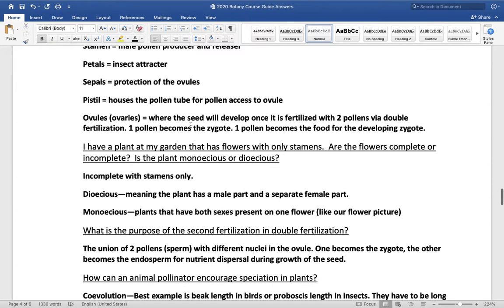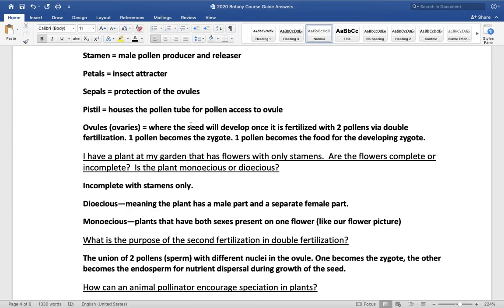I have a plant in my garden that has flowers with only stamens. That means it's a male-only flower. Are they complete or incomplete? Well, they're obviously incomplete because they only have a stamen. If they had a stamen and a pistil, they would be complete.